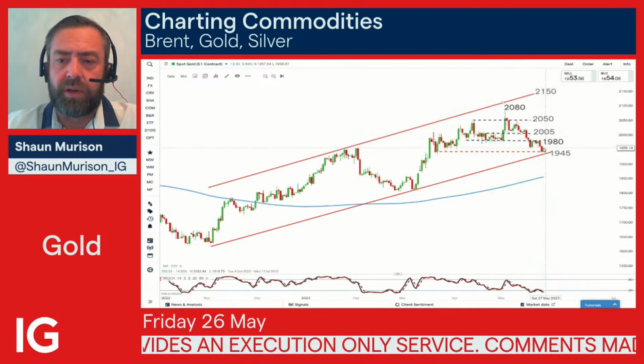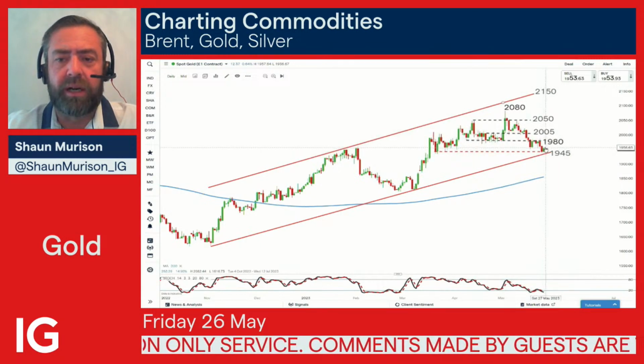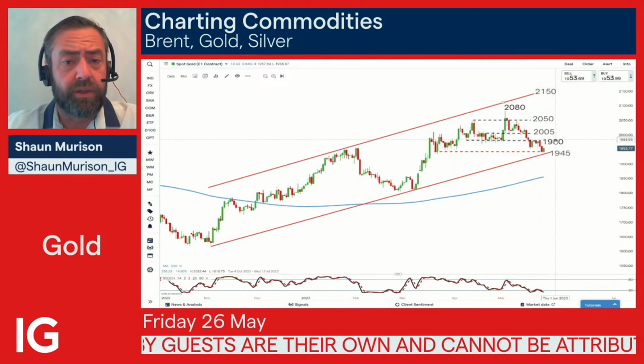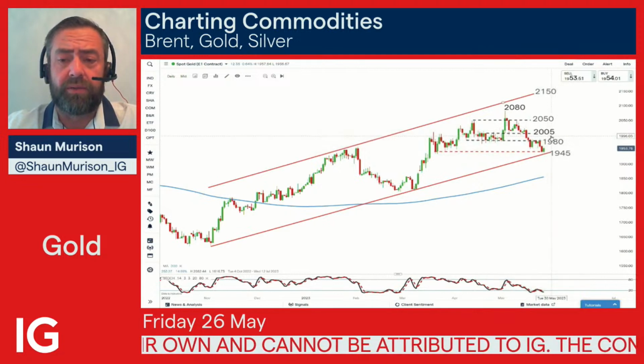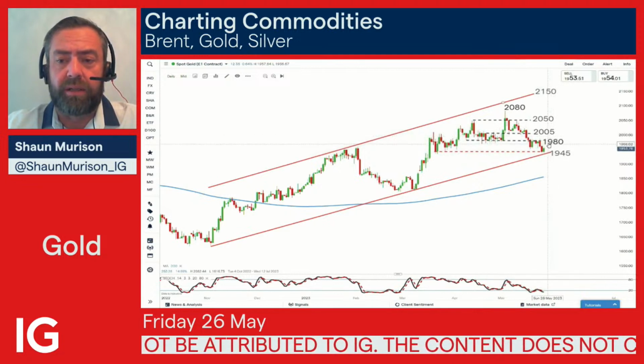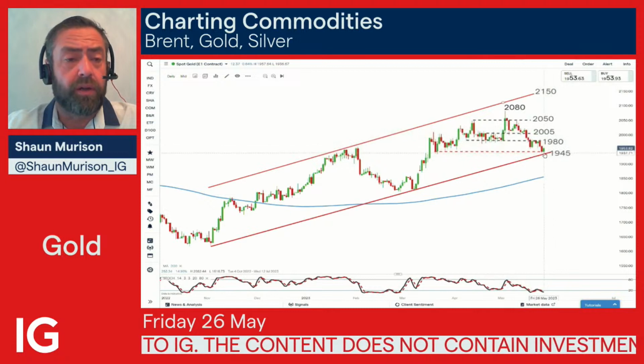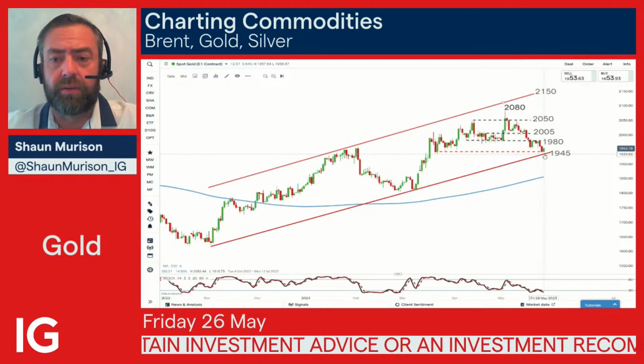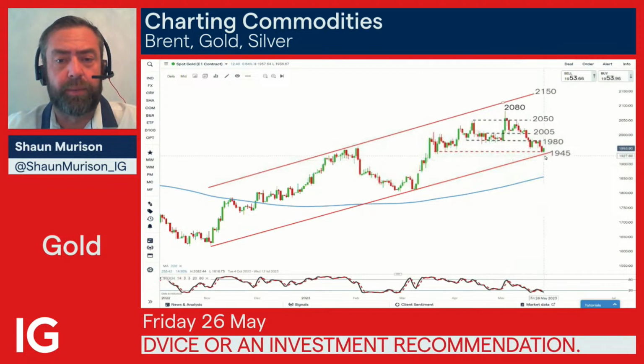We'd like to see a bit of a strong close, at least where we are now, maybe even a little bit higher, in which case we start targeting our upper levels there, 1,980 and possibly 2,005 dollars per ounce. And in that situation, we'd be looking at a close below that trend line support, that channel support, as a stop loss indication for that trade setup.